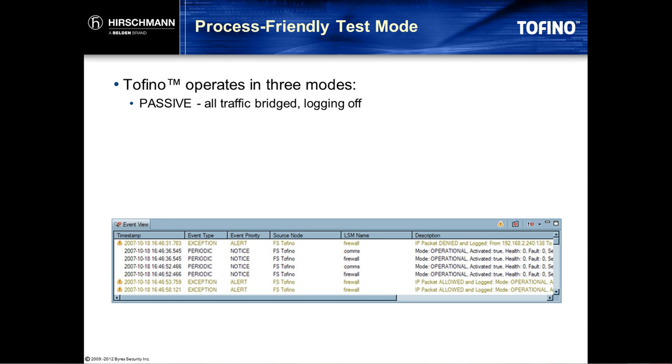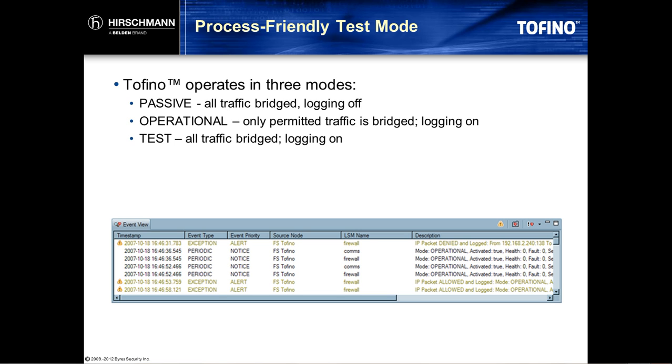Like most other devices, Tofino has a passive mode where you can turn the device off. All traffic will be passed through the Tofino, nothing will be blocked. It also has an operational mode. So in operational mode, the device will allow only traffic that is permitted by our firewall rules, and it will generate alarms for any traffic that doesn't match those rules. The third mode of operation is test mode.